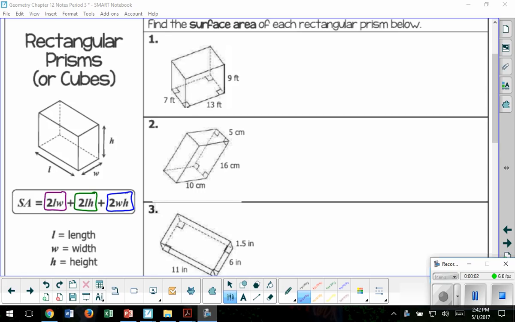Okay, so if you are taking a package, a normal package, and you wrapped it, gave it to somebody, and they unwrapped it, the wrapping you use to wrap that package is what surface area is.